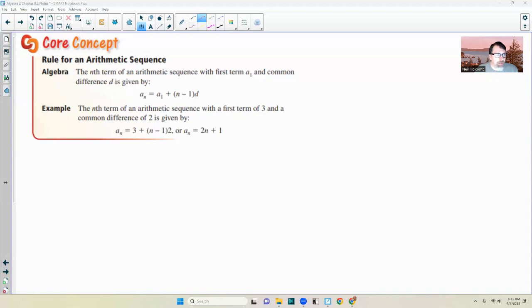So in an example, the nth term of an arithmetic sequence with the first term of 3 and a common difference of 2 is given by a sub n equals 3, your first term, plus n minus 1 times 2. Or a sub n equals, if you distribute, 2n minus 2, but then you add that 3 and you get 2n plus 1. So it's almost like a linear equation. It is actually in this situation, and therefore you get an arithmetic sequence with a common difference, which is your rate of change or your slope if you graphed it. So let's take a look.